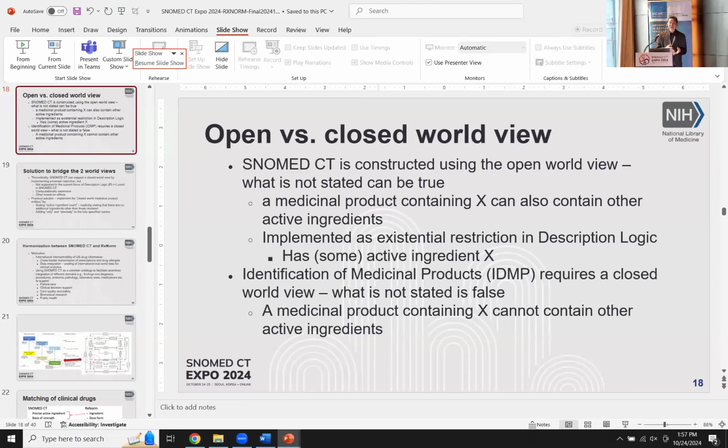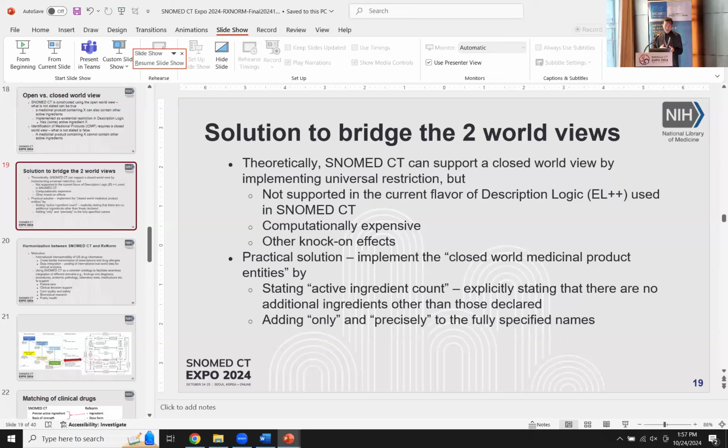But in other drug terminologies or drug standards, we have what we call the closed world view.